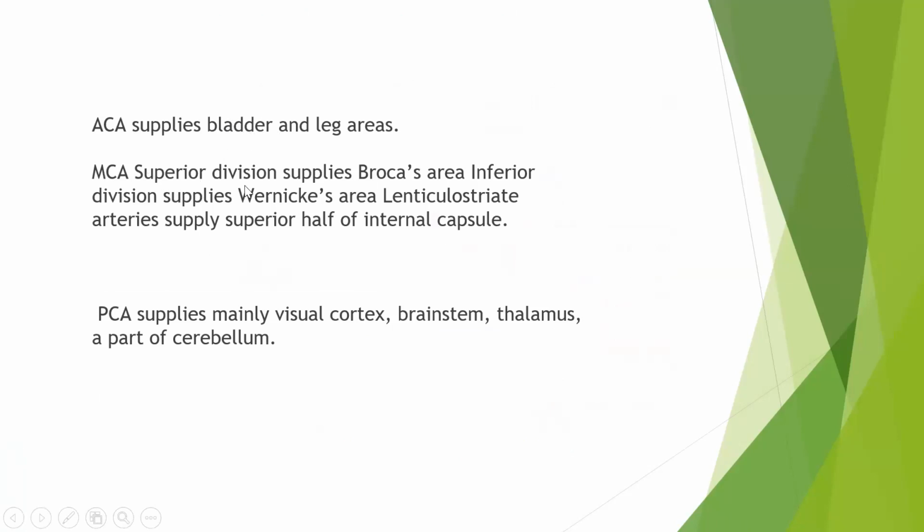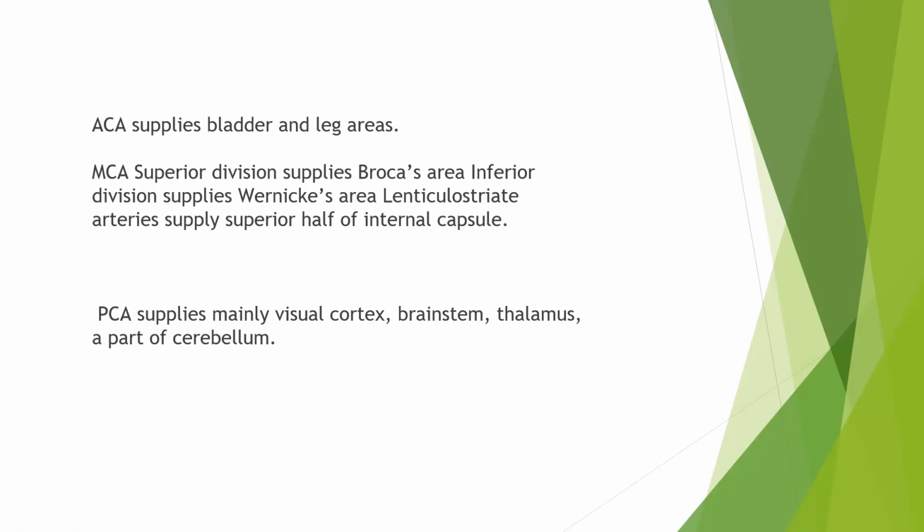MCA, the superior division supplies Broca's area, and the inferior division supplies Wernicke's area. So when MCA is involved, speech will be affected. Here the patient will have motor aphasia, and here the patient will have sensory aphasia. In Broca's motor aphasia, the patient is able to understand what we are telling, but he is not able to speak. In Wernicke's area involvement, he can speak, but there will be neologisms and everything, but he can't understand what we are speaking.